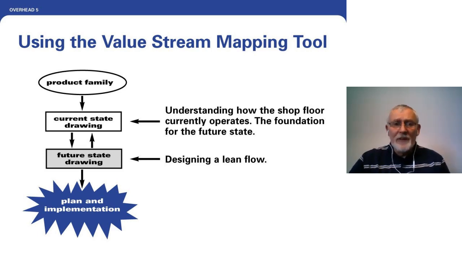Okay, so if we want to get started, using the value stream mapping tool is fundamentally a way of understanding how the production environment currently runs. As with most things in terms of how we deploy lean, it's very important that we understand where we're starting from. So this is about establishing a current state or a baseline, if you will, from which we then design our future state.